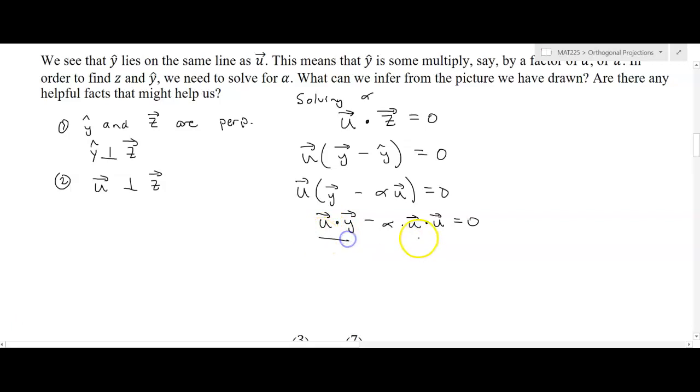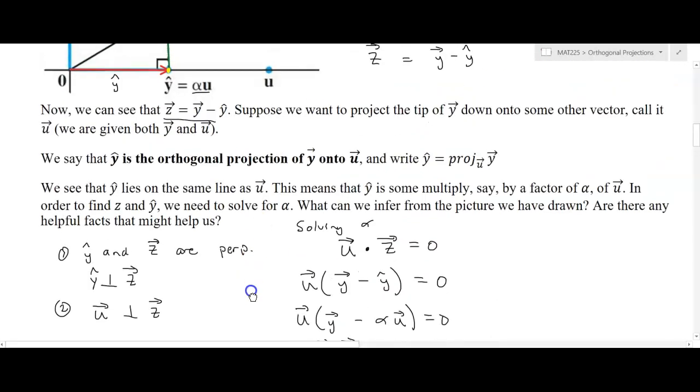Remember, a dot product is a scalar, so as long as we move those together, u dot u is just a number. So this just represents a scalar, and this just represents a scalar. So if I rearrange things, I'll see that alpha times u dotted with u equals u dotted with y. And now I can solve for alpha. Alpha equals u dotted with y divided by u dotted with u. So we just solved for alpha in terms of the things that we were given in the problem.